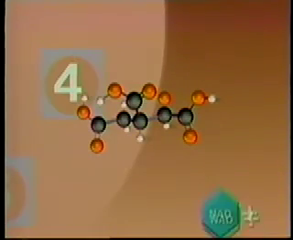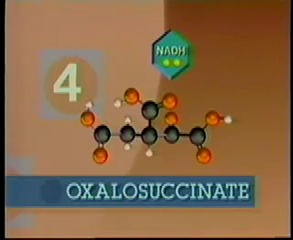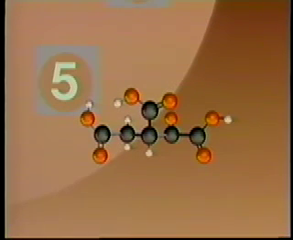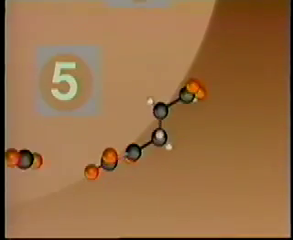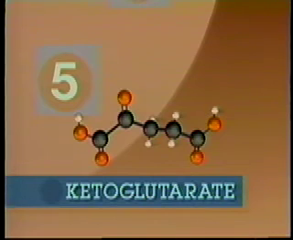Isocitrate encounters an NAD+, forming the energy carrier NADH and oxalosuccinate. Oxalosuccinate loses a molecule of carbon dioxide, forming the 5-carbon ketoglutarate.